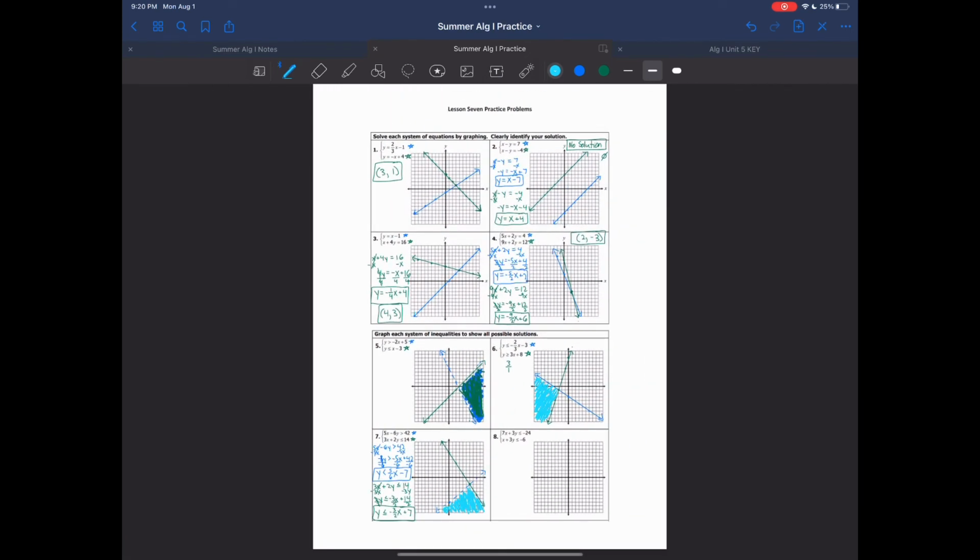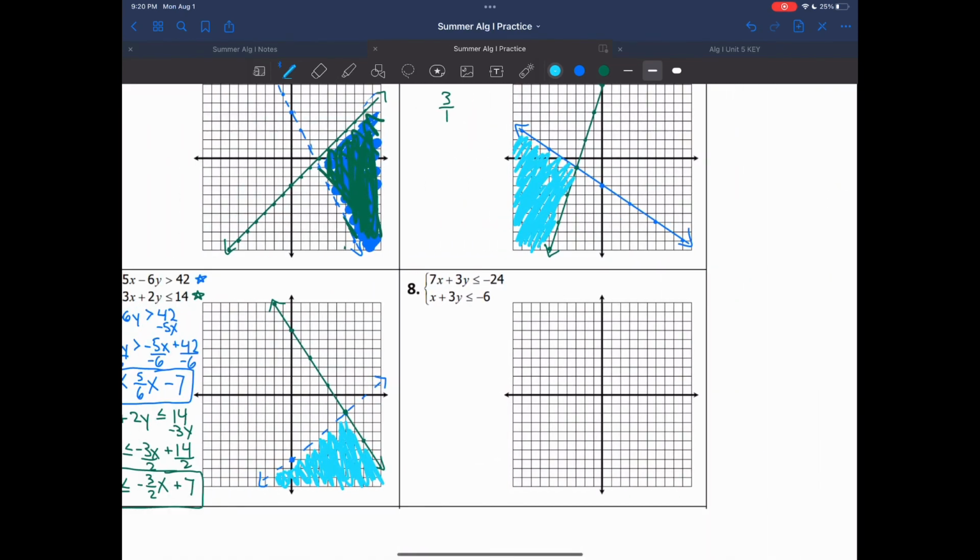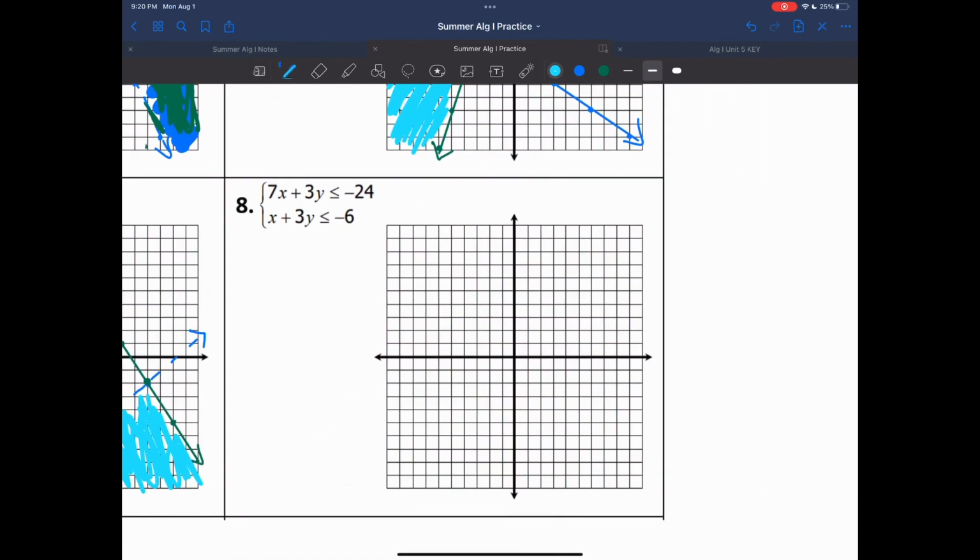All right, last one. Let's get these into slope-intercept form. So let's look at our top one. I'm going to start by subtracting 7x from both sides. Always gotta move your x term over first. We get 3y is less than or equal to negative 7x minus 24.